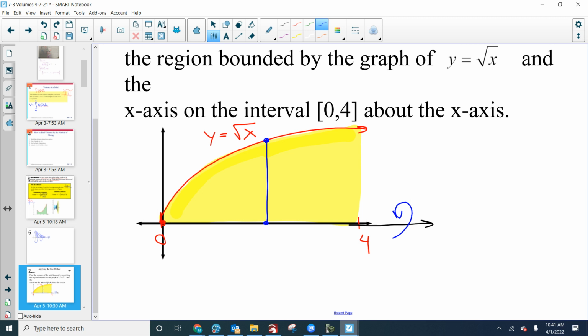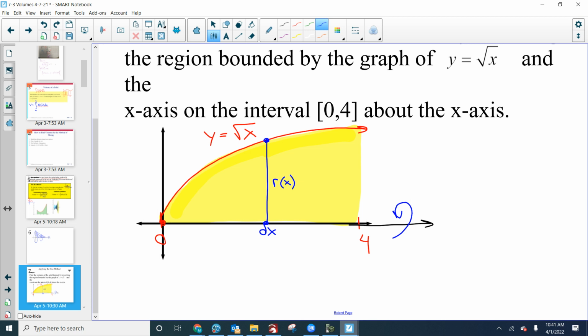Ready? Section 7-2. That was a rectangle that we're using to stack up. Today, it's the height, which turns into a radius that generates a circle. Do you get it? So this was a dx thickness. It's an r of x radius, and r of x happens to be radical x.